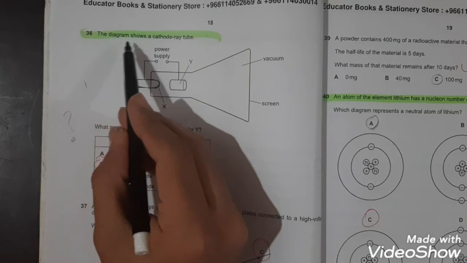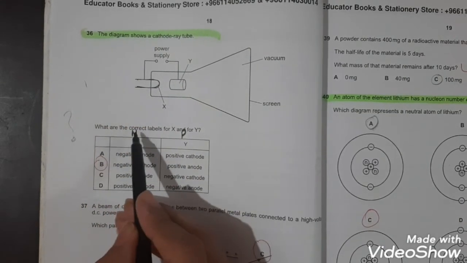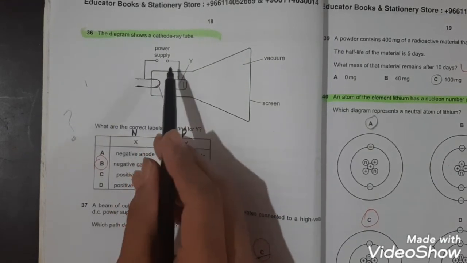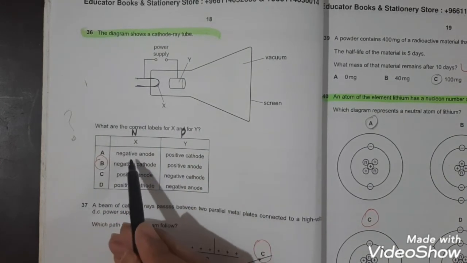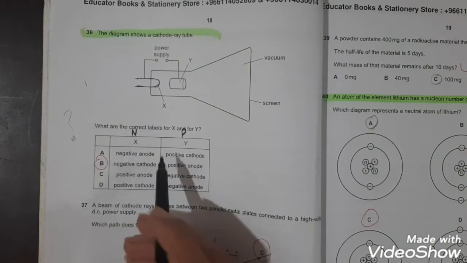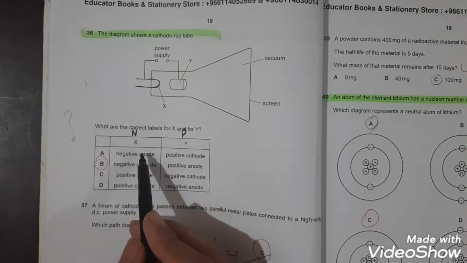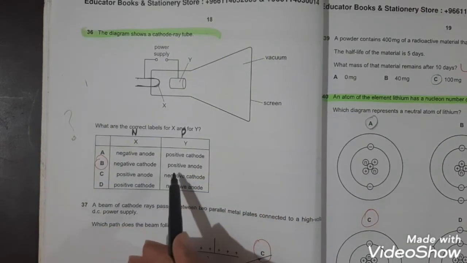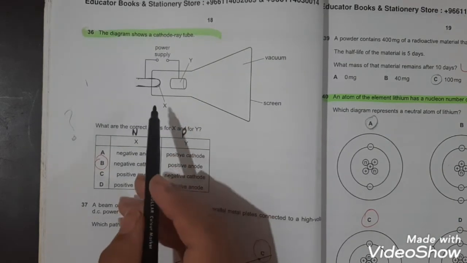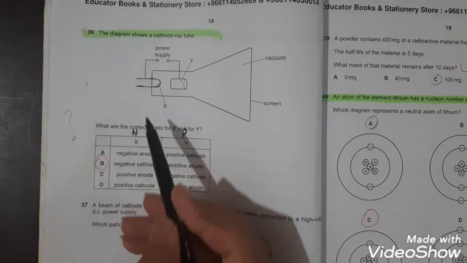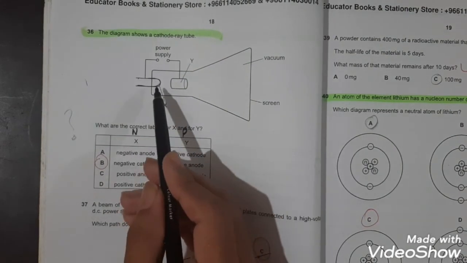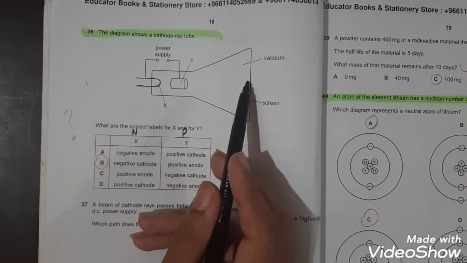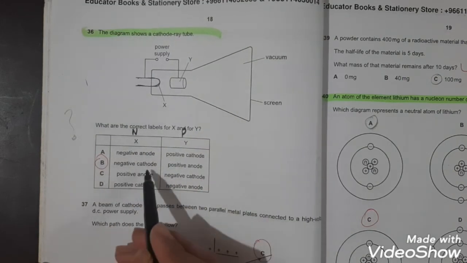So question 36 states the diagram shows a cathode ray tube. What are the correct labels for X and for Y? So over here the power supply is connected to the component X and to the component Y. So in answer A, negative anode and positive cathode, this will not attract the cathode ray, and so there will be no effect on the screen. And then in B, there will be negative cathode and positive anode. In this, if the cathode is negative and the anode is positive, the anode will attract the electrons from the negative cathode, and this will create an image on the screen. So B will be the correct answer.